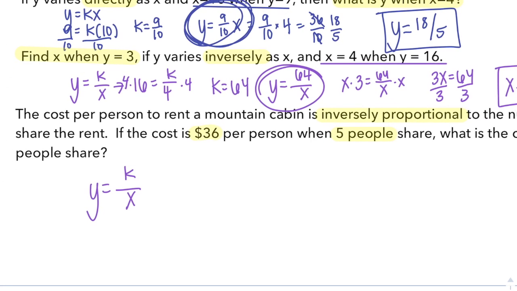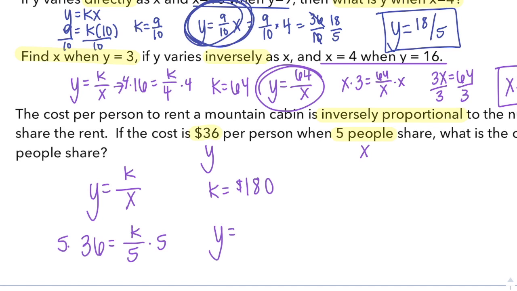So I know that the cost is $36 when 5 people share. Okay, so 5 people, that's going to be my x. Cost is going to be my y, because I'm not dividing the money, I'm dividing by the number of people there are. So that's why I know 5 has to go on the bottom. So 36 equals k divided by 5, because you divide by how many people are going. So I'm doing backwards to get the cost. So multiply both sides by 5, and 36 times 5, you get 180. That's my k. My constant of variation is 180.